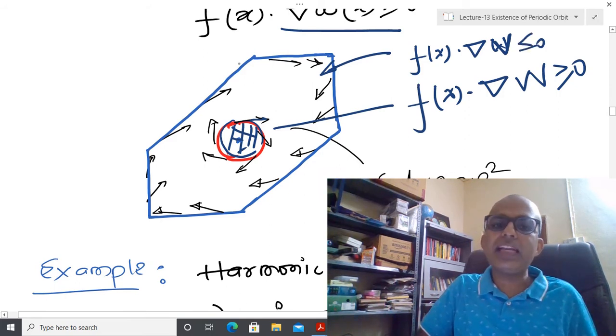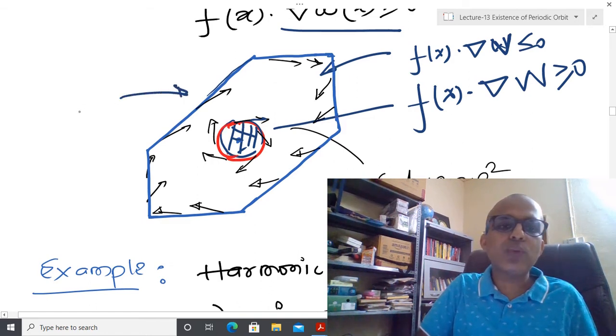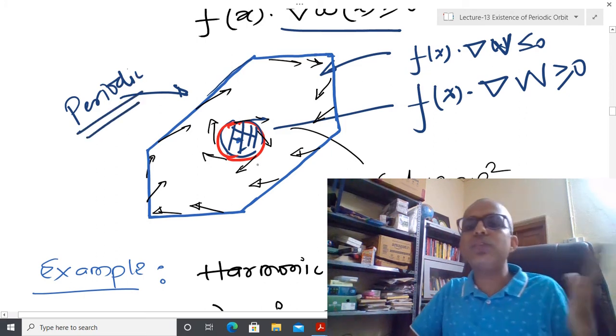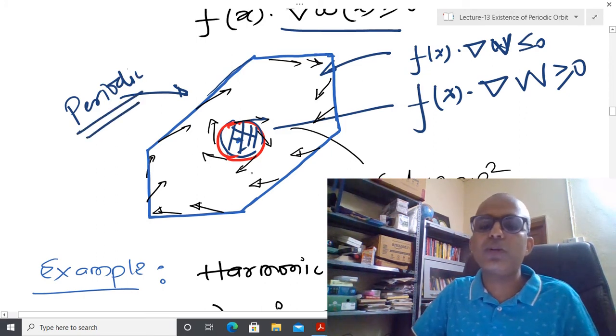So in this way, I can tell that whatever orbit, this kind of orbit, is a periodic orbit. I do not know what kind of shape is coming. We are just going to confirm whether there exists some kind of periodic orbit or not.